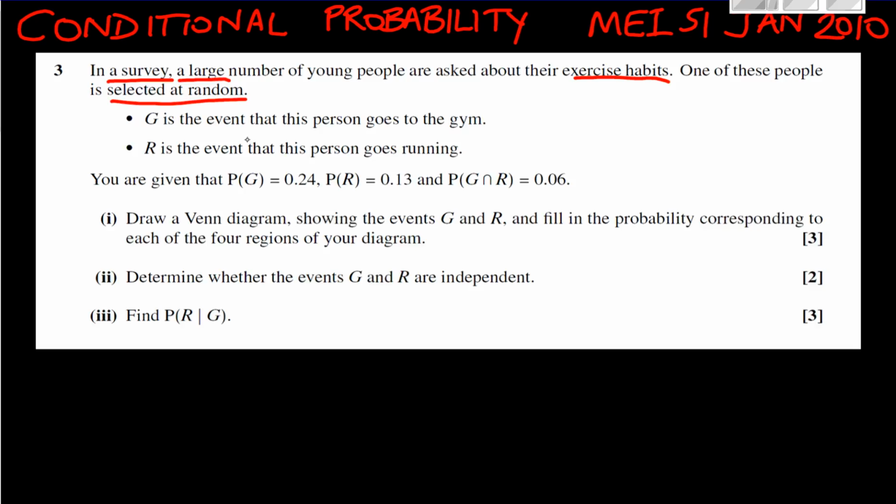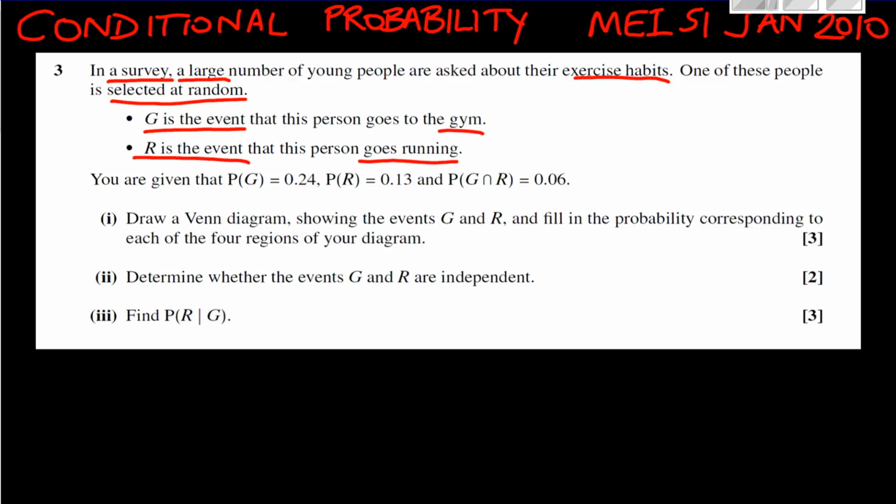Okay, what are our events? Well, G is the event that the person goes to the gym. R is the event that the person goes running. So we don't know whether they're independent or not. These are just two things. You could do both, you could do neither. Then they're giving us some numbers here.